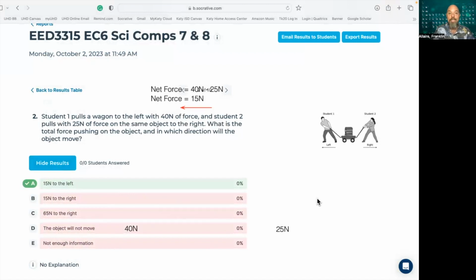We are not adding these together, so we're not going to be getting 65 newtons. The object is going to move because these forces are unbalanced. We have student 1 pulling with more force than student 2. And yes, there is enough information in order to figure out the answer to this particular problem.